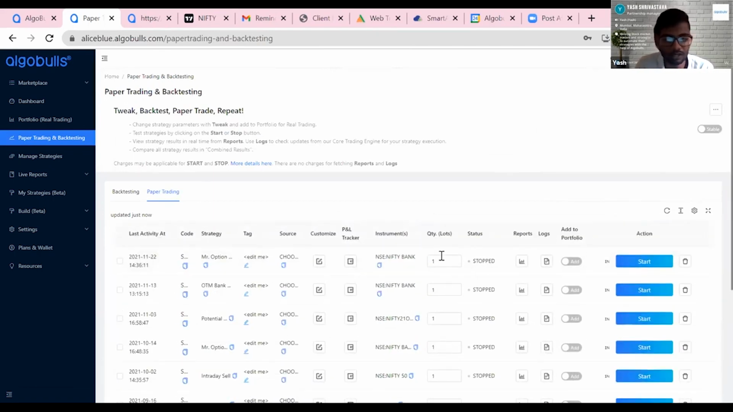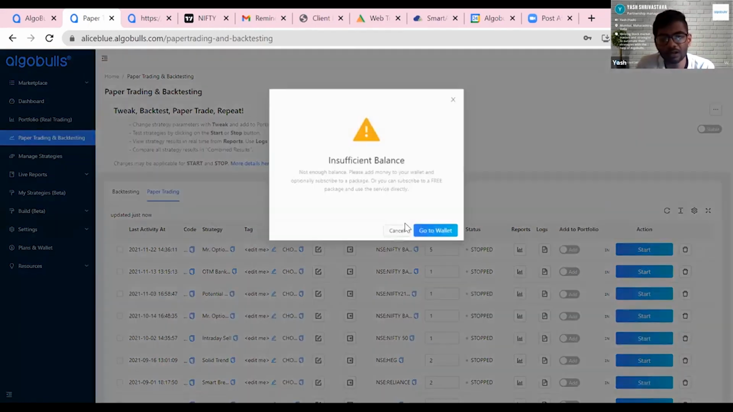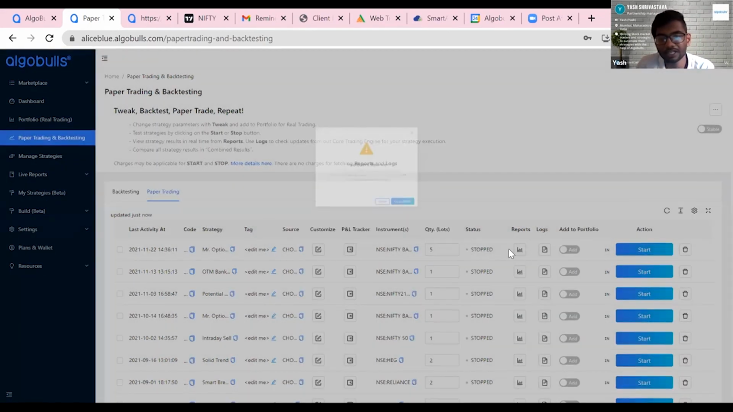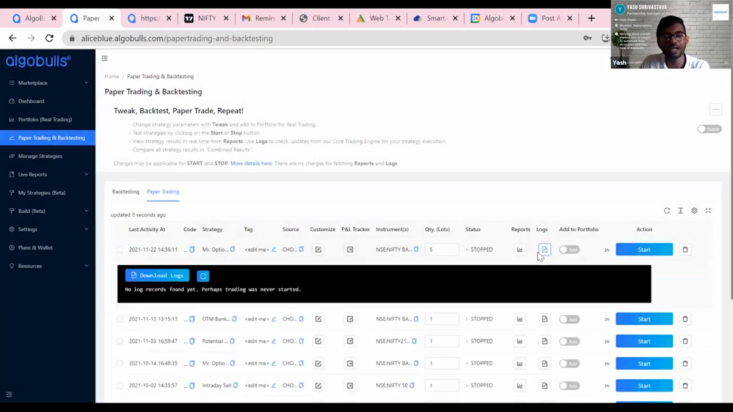You can just type in 2 lots or 5 lots to see how the strategy would perform on 5 lots, and just click yes. This will automatically generate the report and logs at the end of the day on how the trading went for your strategy.